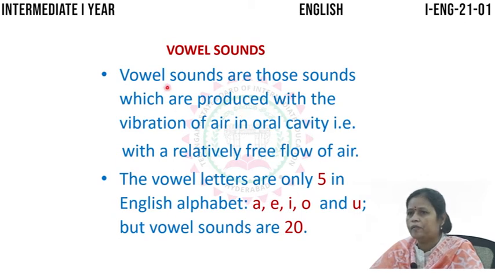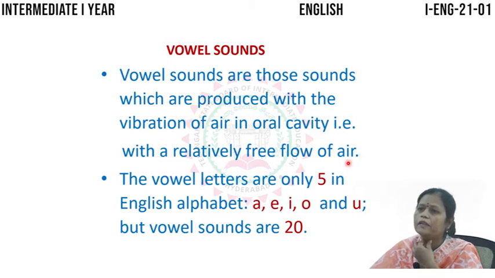Let us see. Vowel sounds are those sounds which are produced with the vibration of air in the oral cavity with a relatively free flow of air. So, what is the meaning of vowel sounds? They are produced with a vibration of air in the oral cavity. What is the oral cavity? From the mouth onwards down the thorax part, and up to the lungs.